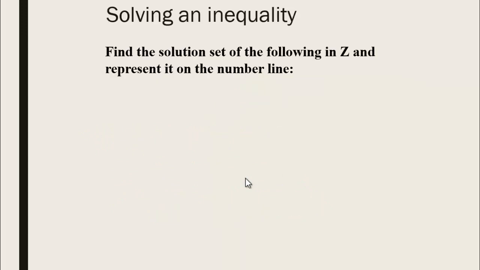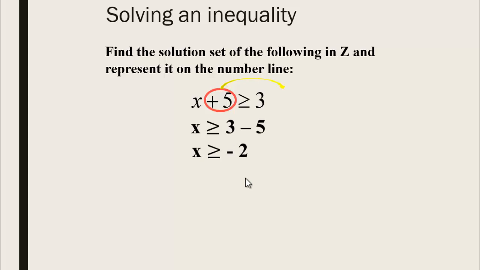Find the solution set of the following in Z and represent it on the number line. So here I am going to solve an inequality and represent the solution set on the number line. If I have x plus 5 greater than or equal to 3, we said that step number 1, we should isolate x alone at one side of the inequality. So I am going to move plus 5 to the other side using its inverse operation. As a result, x is greater than or equal to 3 minus 5. x is greater than or equal to negative 2.